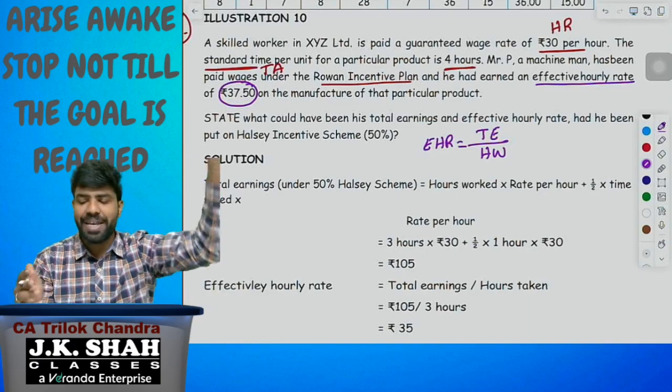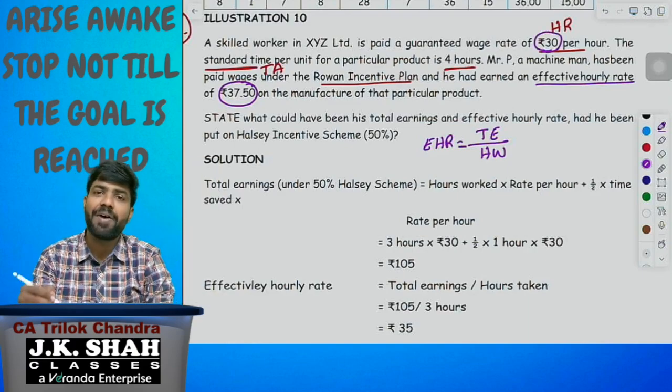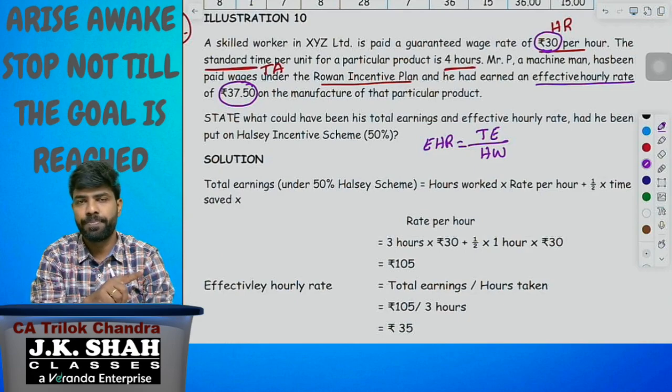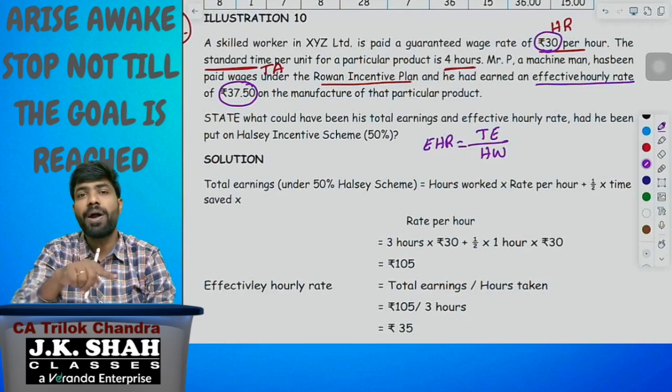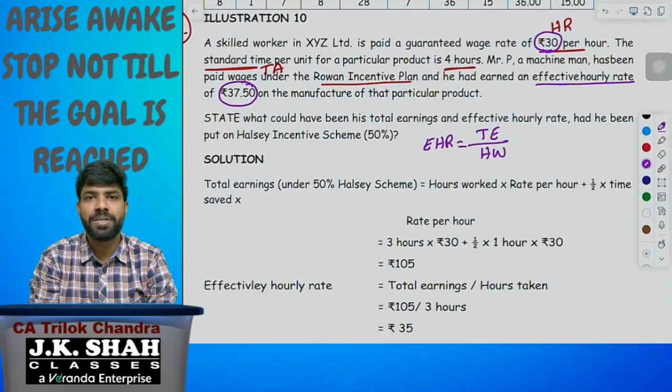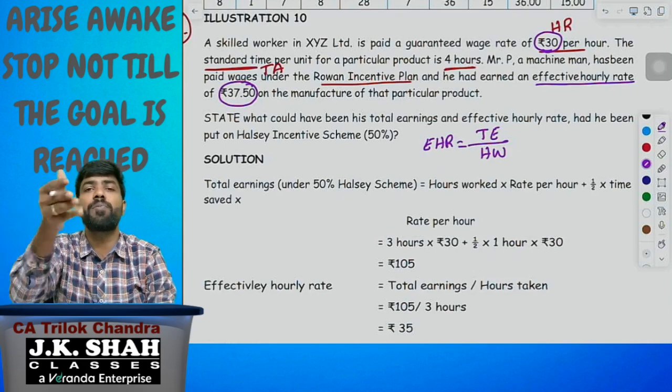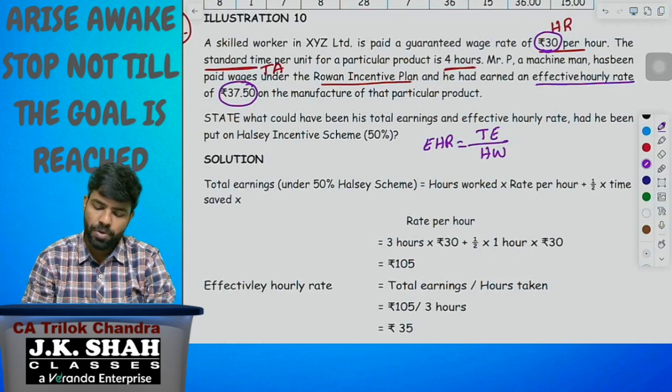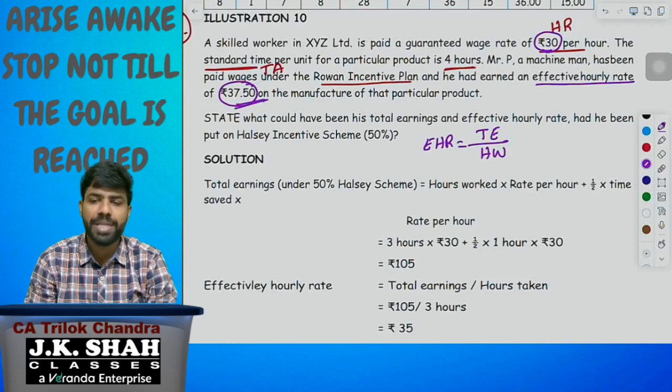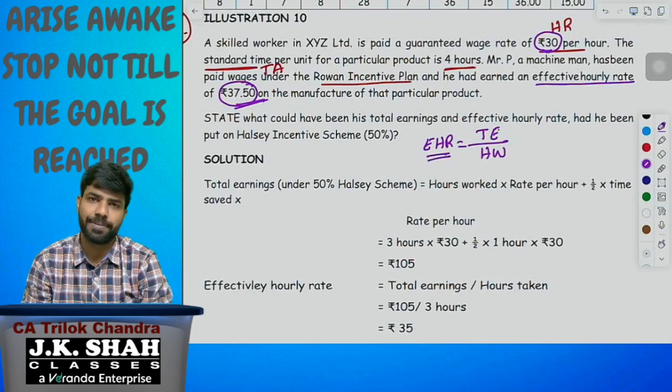But what the company is paying is 30 rupees. That is the hourly rate according to the company. But what he is earning is 37.5, which is 7.5 rupees extra because of the bonus. So this 37.5 is calculated as effective hourly rate equals total earnings divided by hours worked.